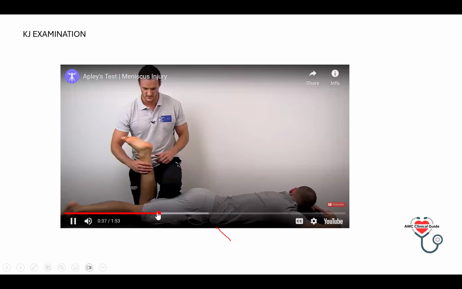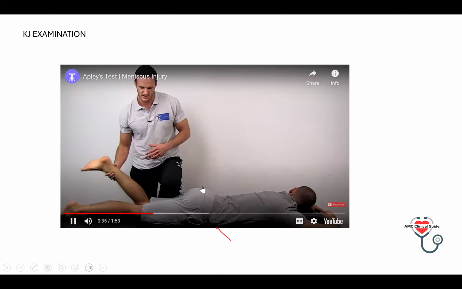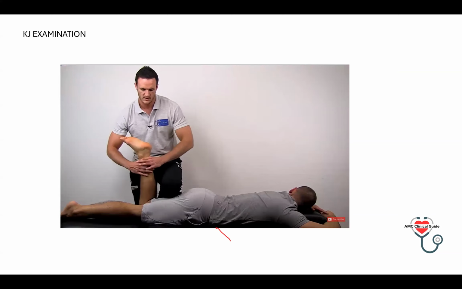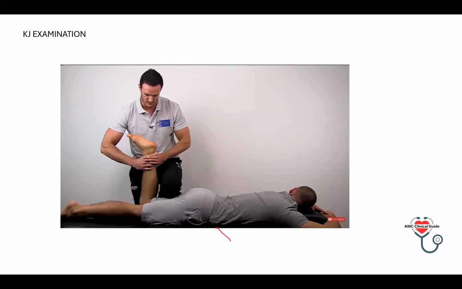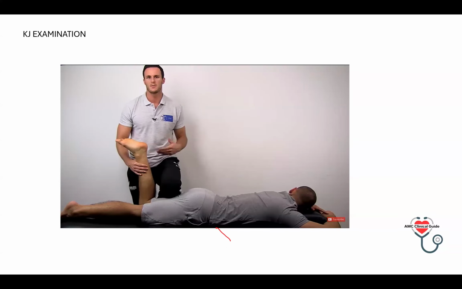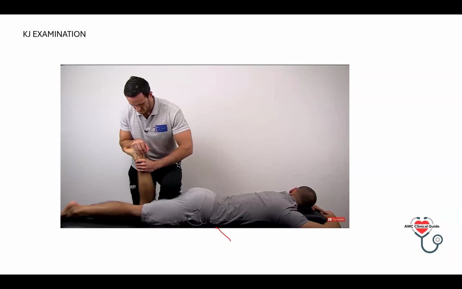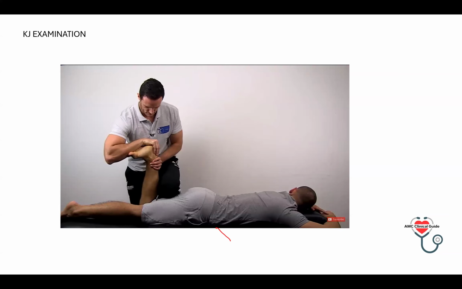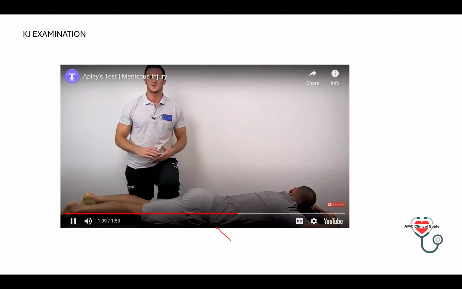You stabilize the tested leg with your own leg and bring the knee into 90 degrees of flexion. While you give this distraction, perform lateral rotation and medial rotation of the tibia. You are looking for excessive rotation compared to the other side, or discomfort. Then repeat the same procedure while you are giving compression. In this case, you are looking for decreased rotation or discomfort.